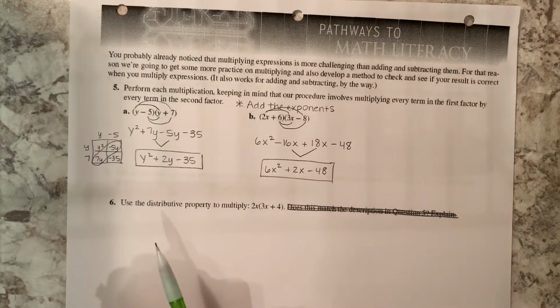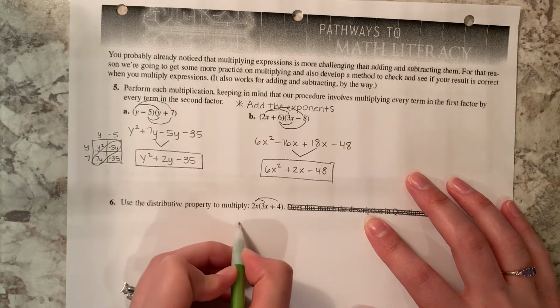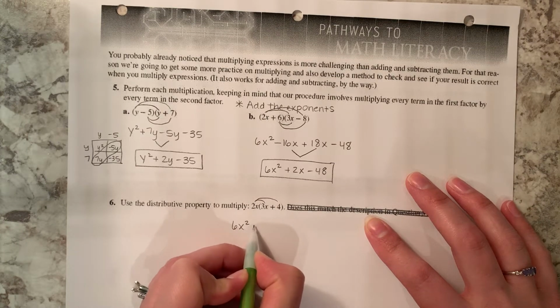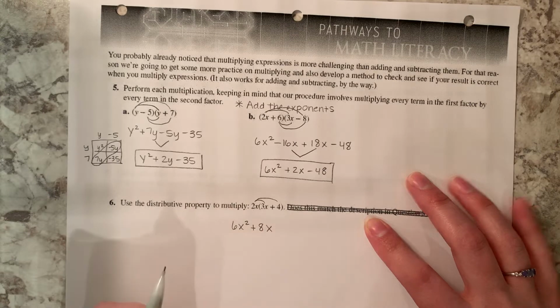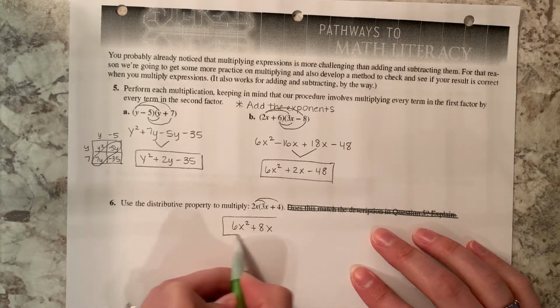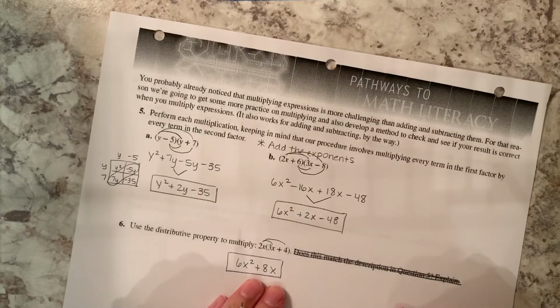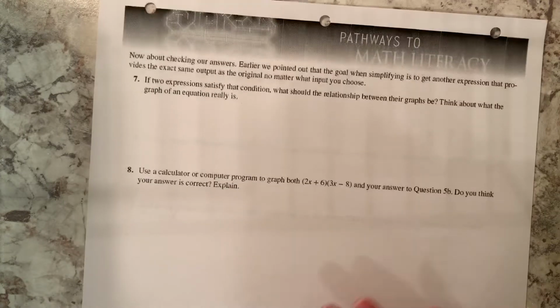All right, so then number 6 says use the distributive property to multiply. Kind of the same idea, just remember to add the exponents. I didn't like the follow-up question here for number 6, so I crossed it out. Okay, moving forward, let's look at number 7.